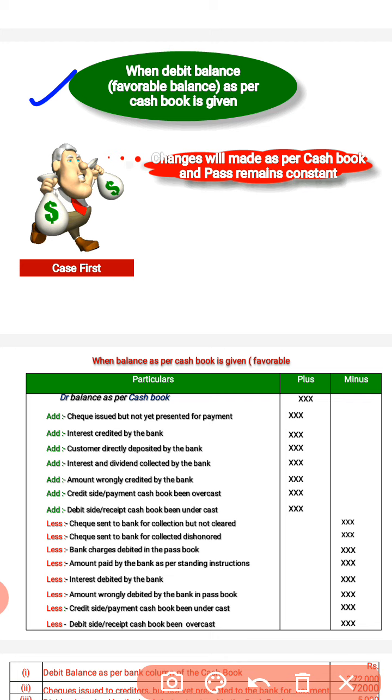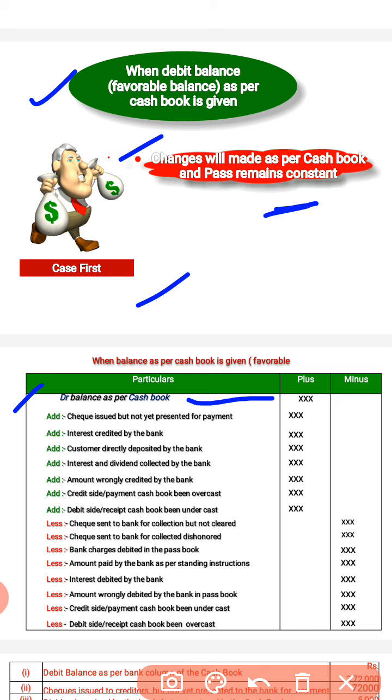If in your question the debit balance, or we can say favorable balance, as per cash book is given, then we will make changes in our cash book and the passbook remains constant. This is our first case. If we are starting our question from debit balance as per cash book, then first of all we will write debit balance as per cash book.